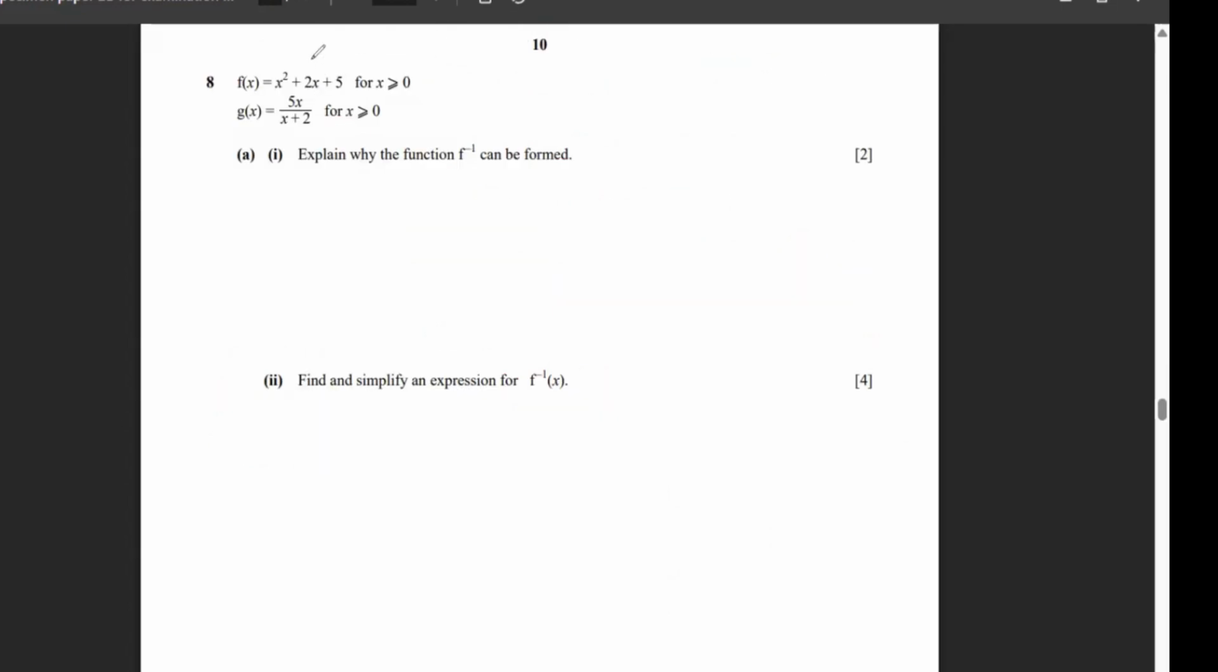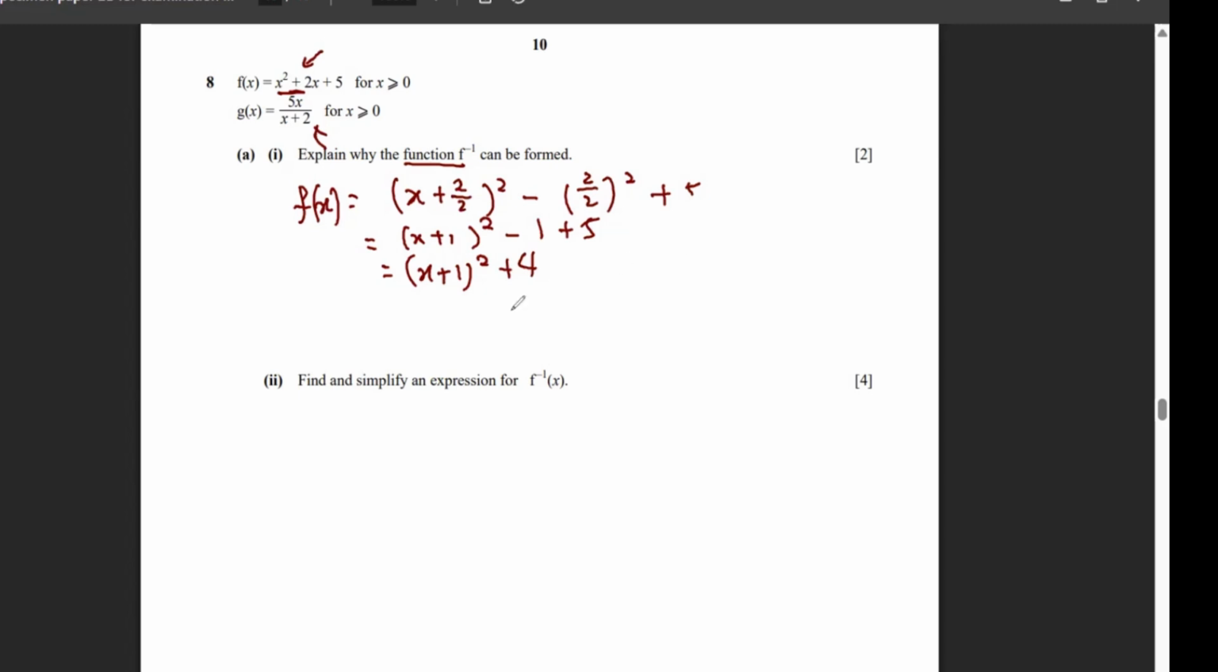Question number 8, they give us one quadratic and one special function. Then they ask why the quadratic can have an inverse function. We know a quadratic can have an inverse function if we know where the turning point is. So we can use completing the square to solve this. Big bracket squared minus small bracket squared plus 5. This part we copy x plus 2, and then the second part divide by 2. So we can confirm the turning point is x equals -1, y equals 4.